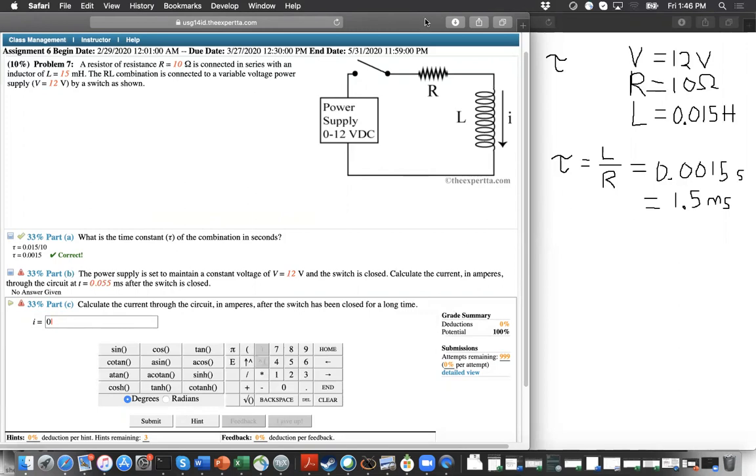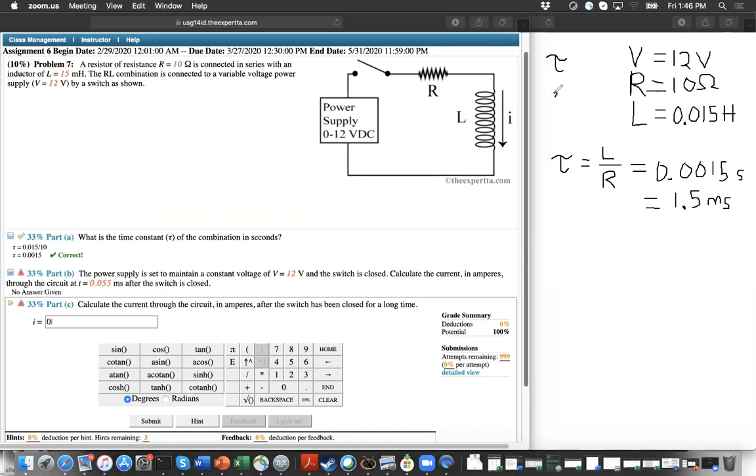Now, in this case, what are we interested in? Well, we're not interested in tau now. We're interested in the current, which is designated with I. I'm going to call it I naught because it's the current when everything is stable. So here's the thing. When the switch has been closed for a long time, everything is settled out.